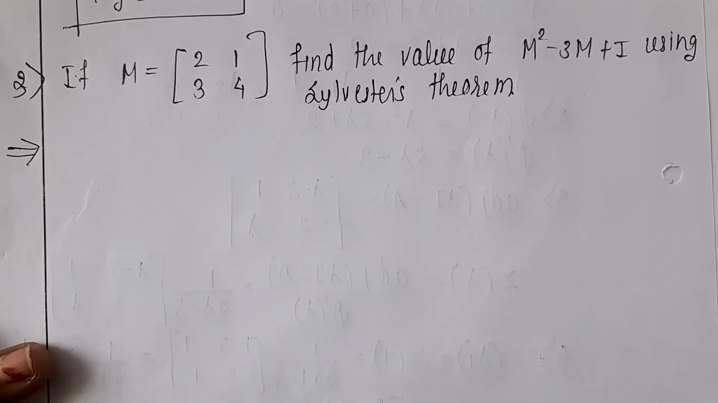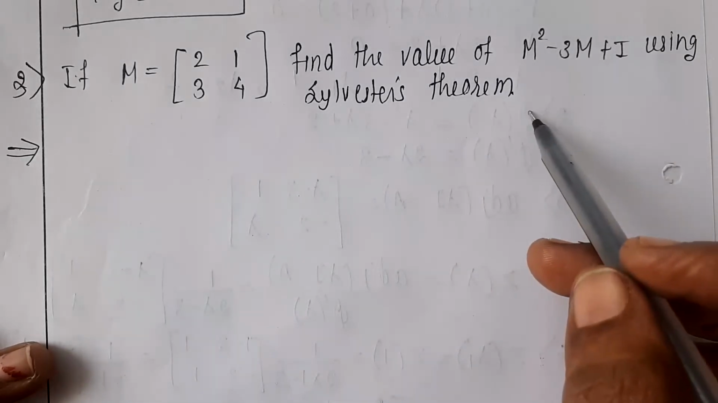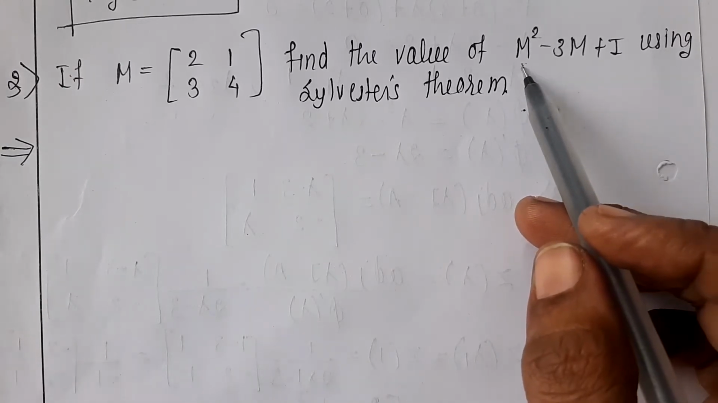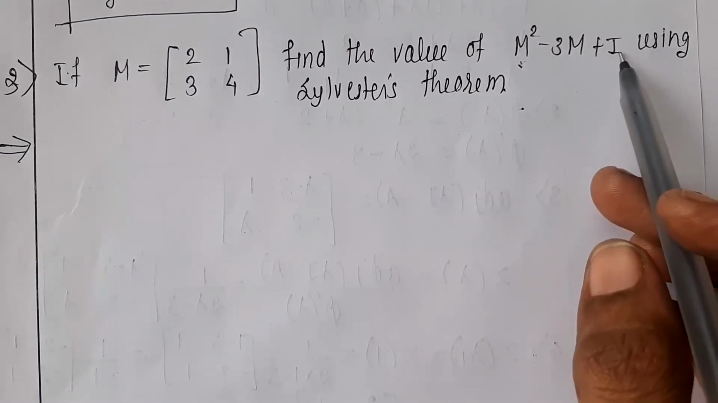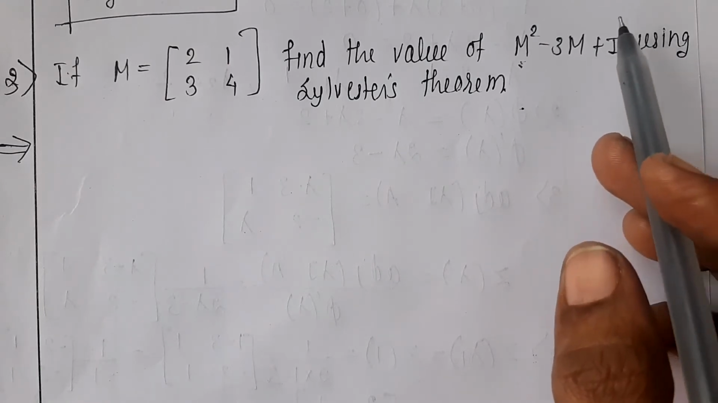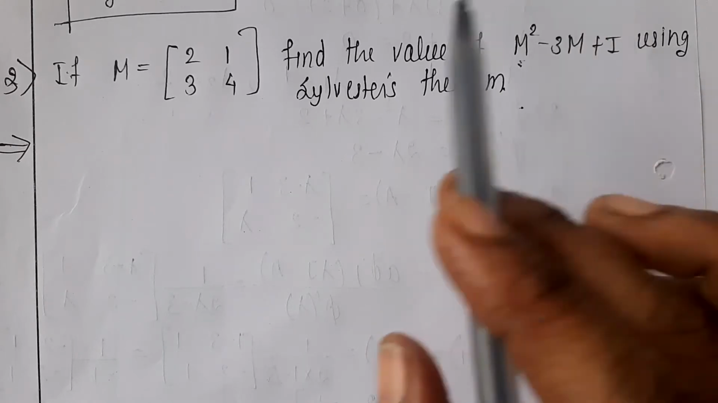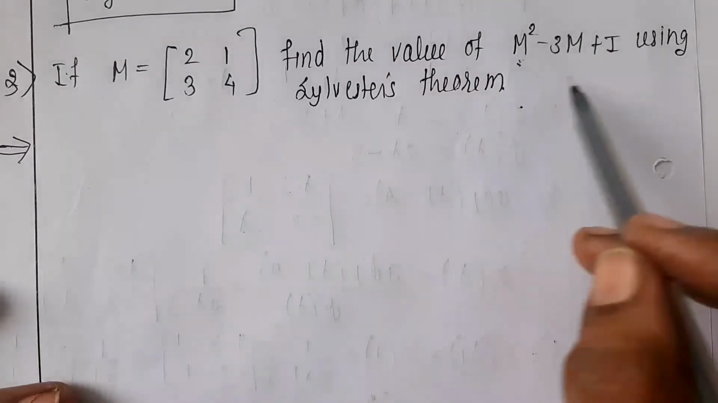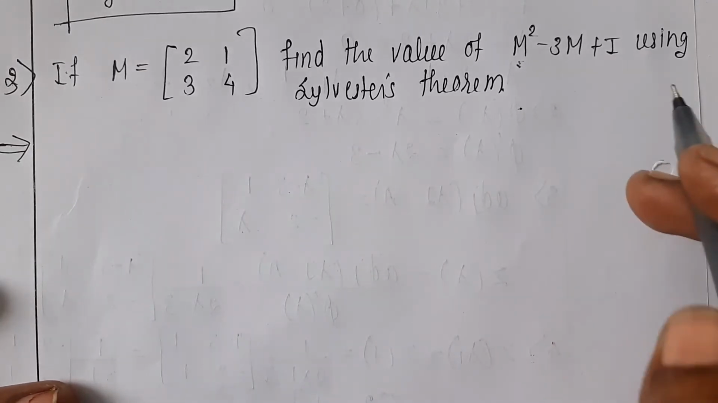Second example is, if M is equal to 2, 1, 3, 4, find the value of M square minus 3M plus I using Sylvester theorem. Problem statement is here P of A, but A is not given. Instead of A we have given M, so we can represent it as P of M. P of M is given as M square minus 3M plus I. This is a polynomial. To find the answer directly, we will get M square minus 3M plus I directly. But if we use Sylvester theorem, then also we will get the same answer. So you can check your answer by using that technique also.